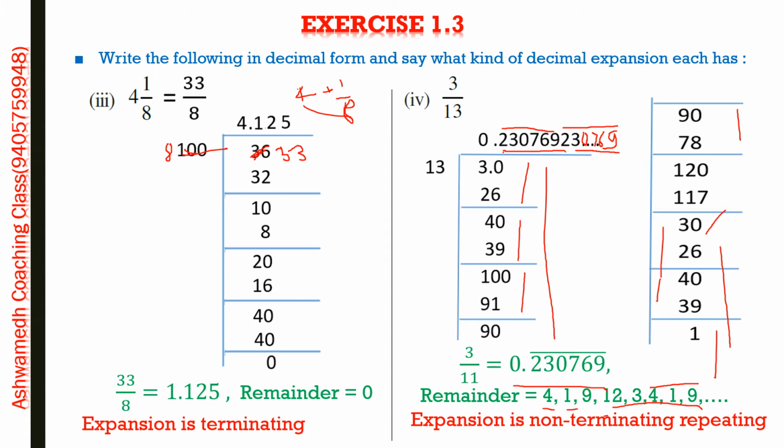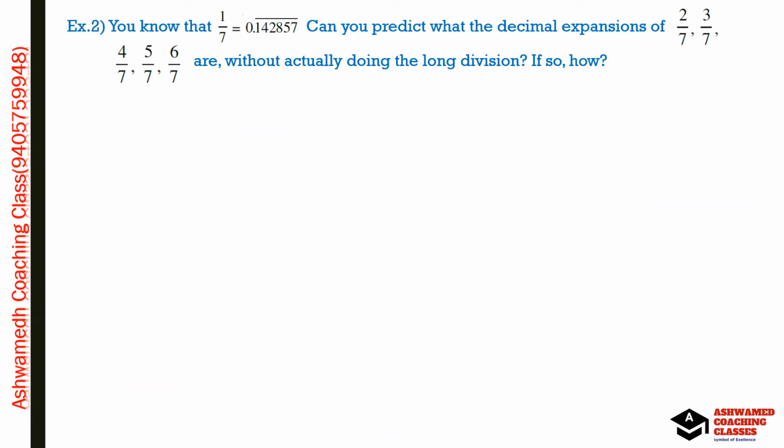So this division is not terminating here, the decimals are not terminating here. But some block is repeating, therefore it is non-terminating repeating. Got it? Okay, so see example number 2. You know that 1 by 7 is 0.̅1 4 2 8 5 7. We have seen this in the previous lecture, the expansion of 1 by 7 by dividing 1 by 7.